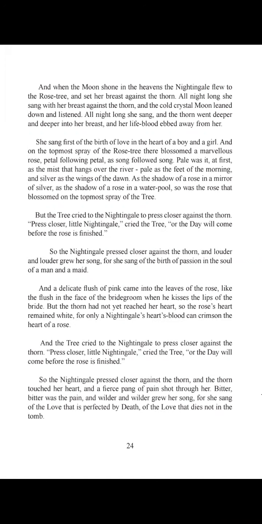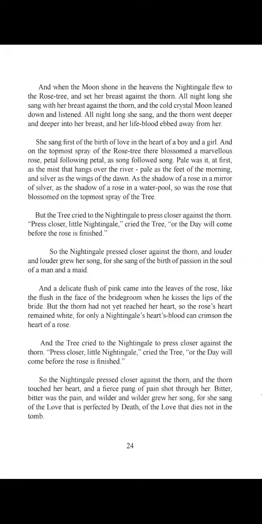Now the rose bloomed. The rose bloomed just because of the risk taken by the nightingale. Right? The nightingale has given that effort and it was able to bring up a red rose. But the tree cried to the nightingale to press closer against the thorn. Press closer, little nightingale, cried the tree. Or the day will come before the rose is finished.